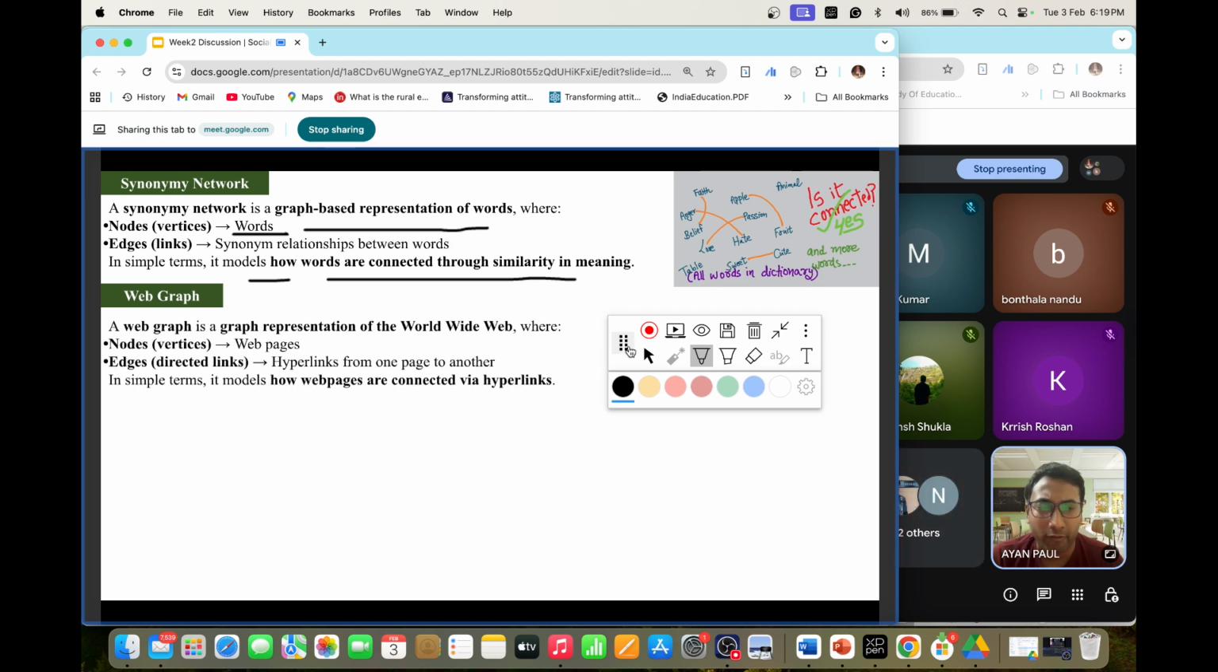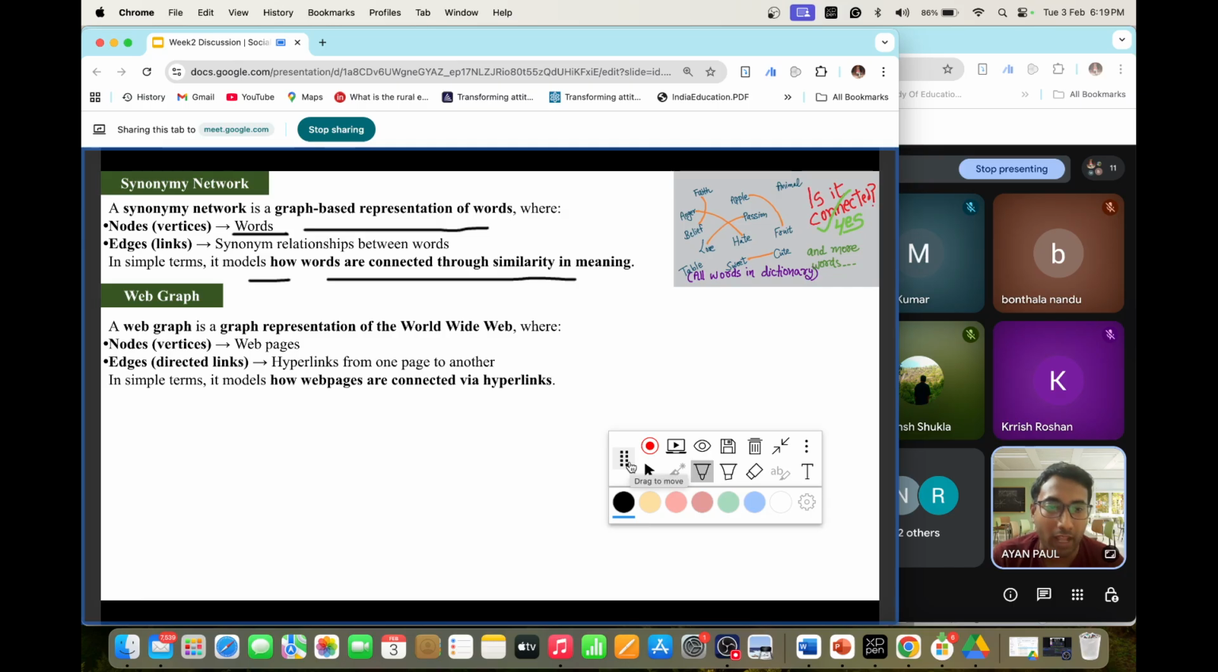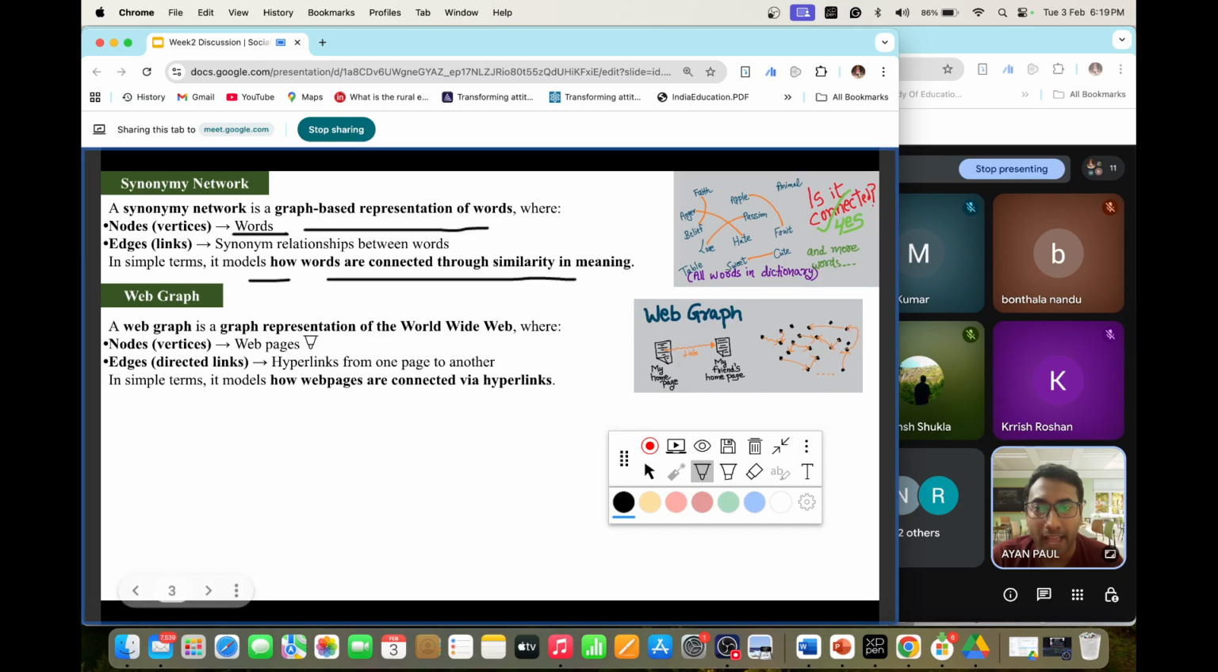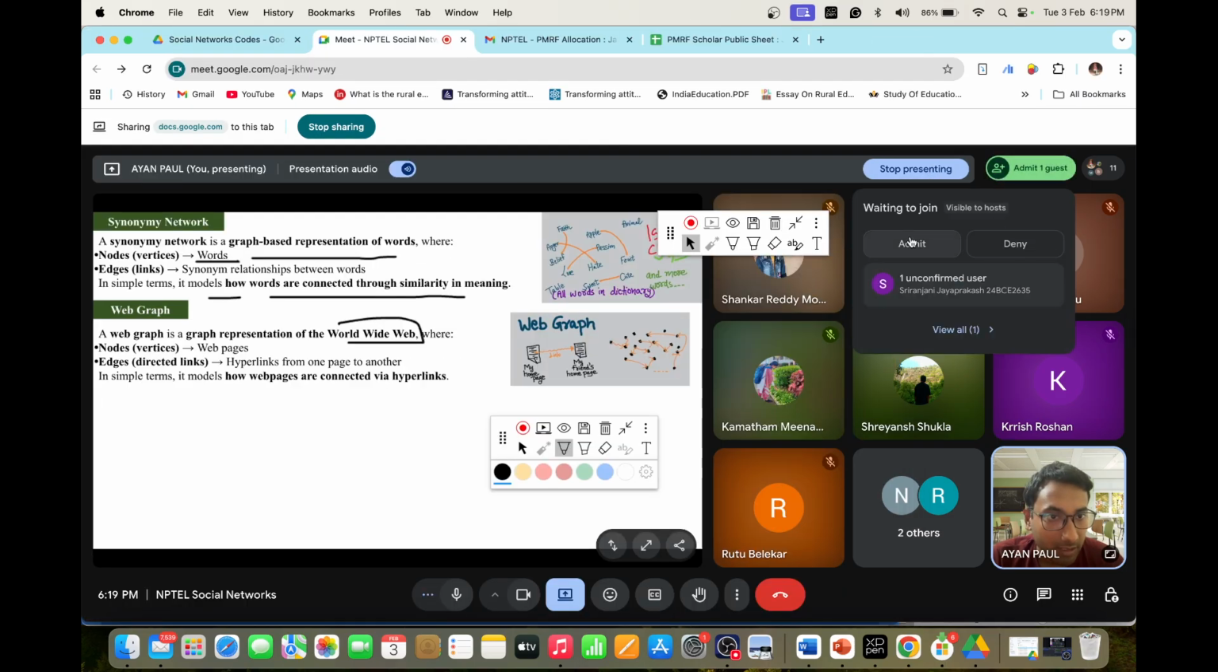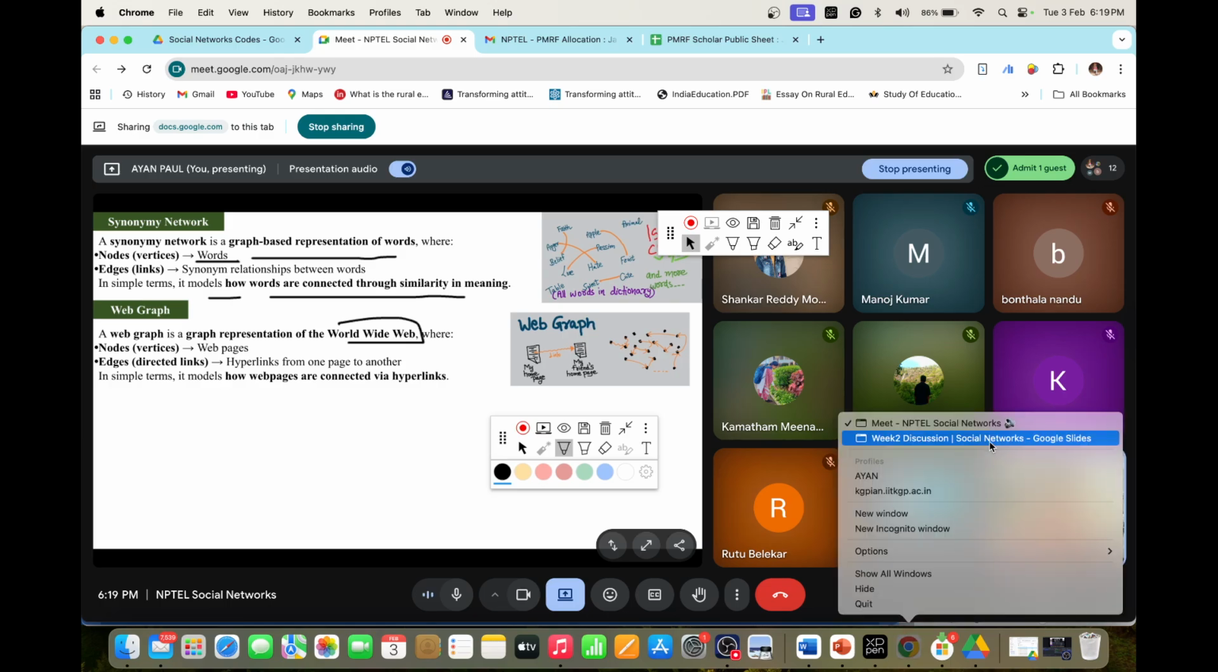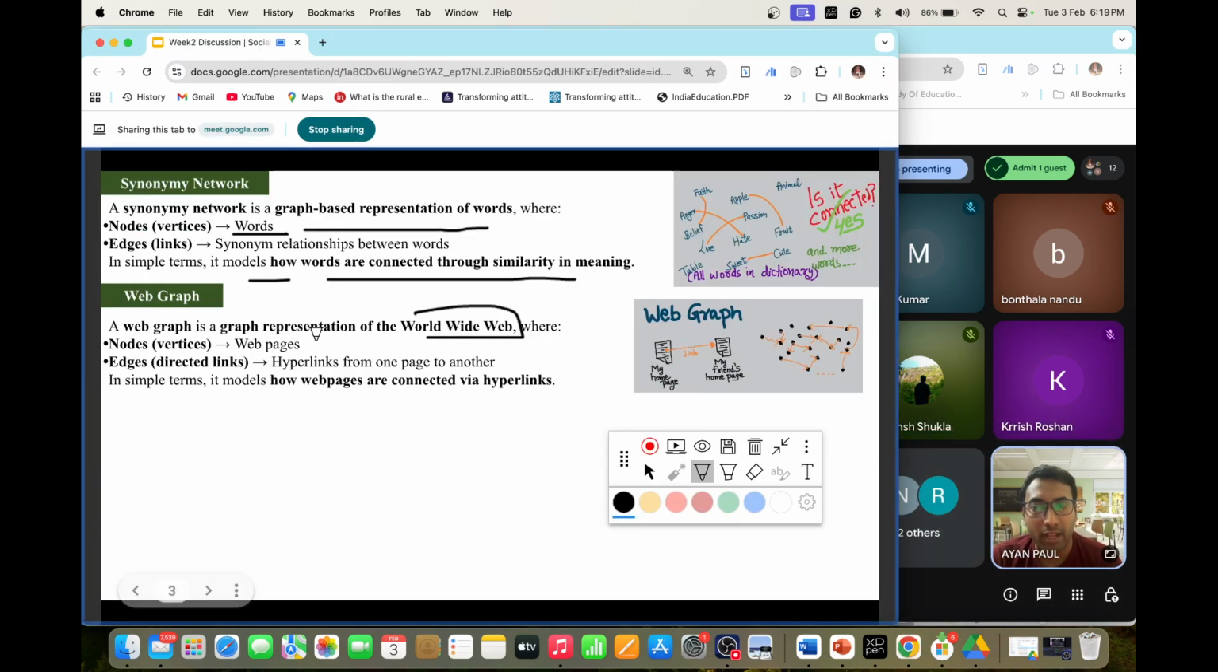Third, we have the web graph. The web graph is a very common type of network. Everything that you use on the internet is based on this web graph. A web graph is a graph representation of the world wide web, that is www. Every time you visit a site, you type www, that is the world wide web. So the world wide web is based on this web graph.